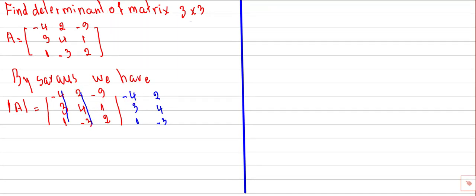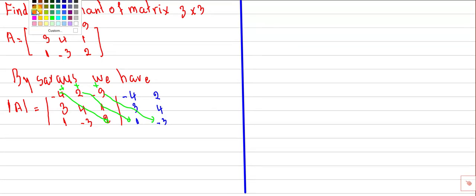And then we just write about this one. We take the arrows along this one, this one, and this one. So the sign is plus, plus, plus. Now I get the determinant of A.